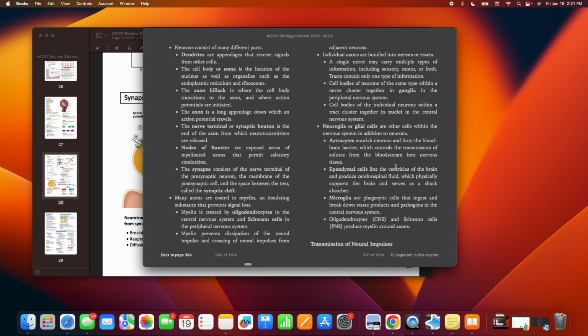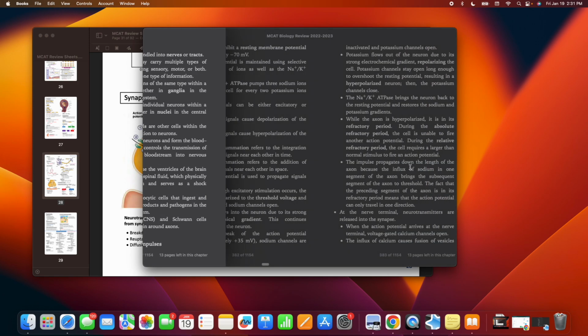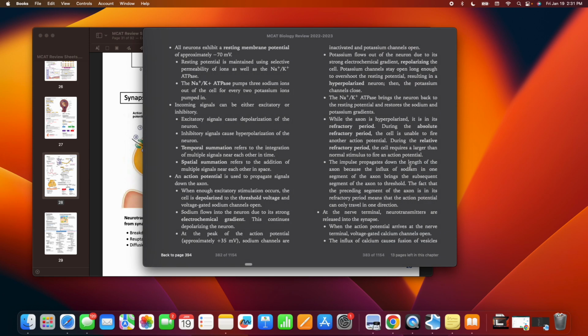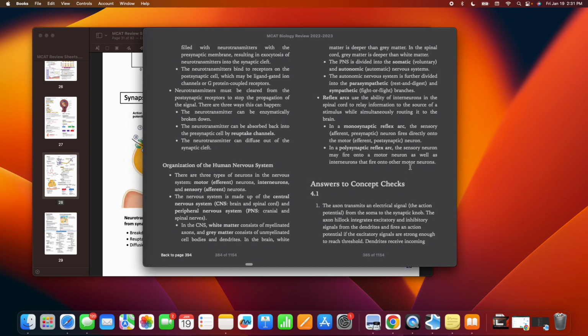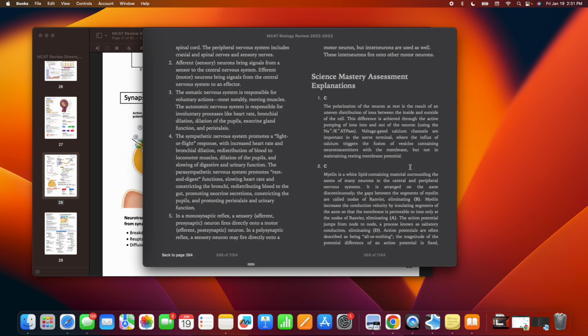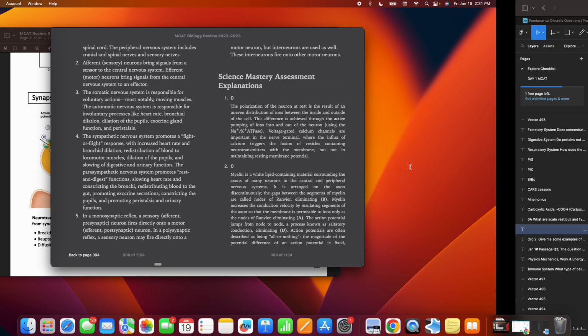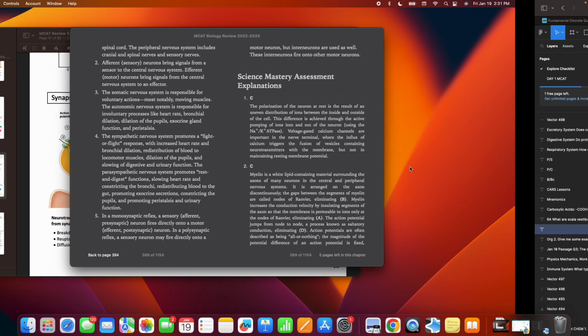Ependymal cells line the ventricles of the brain and produce cerebrospinal fluid, which physically supports the brain and serves as a shock absorber. Ooh, CSF acts as a shock absorber. We might need to make some flashcards out of these, right? Some of these things weren't there. So, yeah. Okay, so we got the first question right.